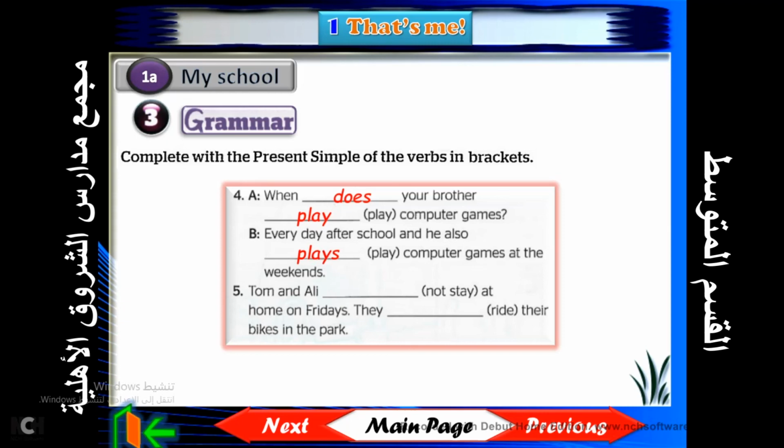Number 5, Tom and Ali do not stay. Tom and Ali are plural nouns. Okay, don't stay because they are plural. Tom and Ali are plural nouns. Don't stay at home on Fridays. They, excellent, they ride their bikes in the park.